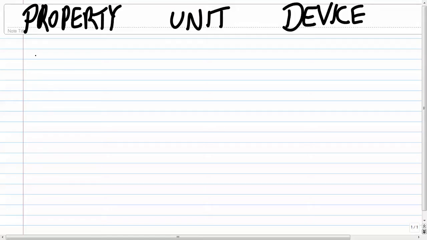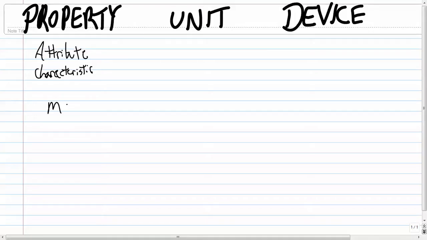So a property is an attribute, or maybe you could say a characteristic. Basically, it's something about something. Like one of my attributes is that I'm 6 feet tall. Another one of my characteristics is that I weigh 200 pounds. So in science, we look at different properties.